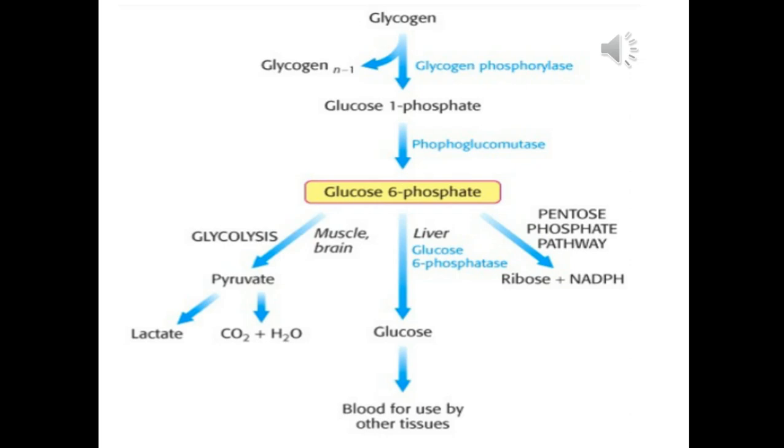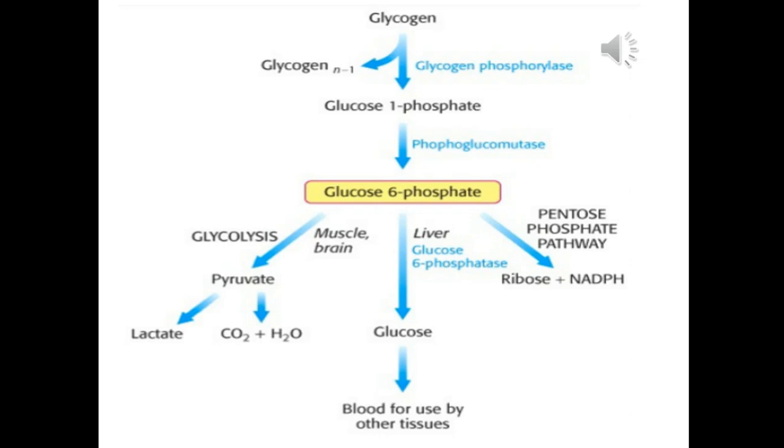Glucose 1-phosphate by phosphoglucomutase is converted to glucose 6-phosphate. It means only the position of phosphate changes. Then there are many fates of glucose 6-phosphate. Either enter the pentose phosphate pathways and be converted to ribose plus NADPH. And you should know what's the importance of these two products.